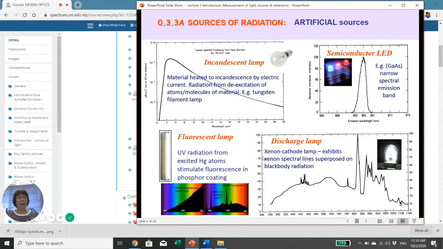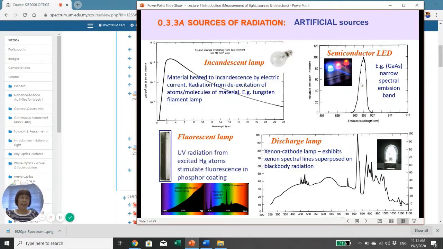And now we go into artificial sources. In the old days, when I was a kid, we never had fluorescent lamps. It was all incandescent lamps. As you can see, the spectral emission from this incandescent lamp covers the range of visible up to infrared. So usually when we have a 120 watt bulb, you can feel the room can get a little warm.